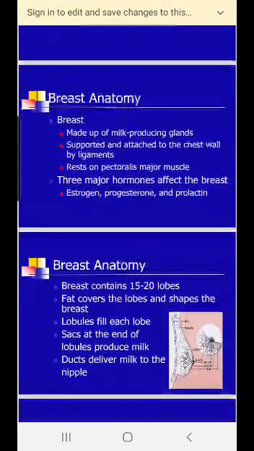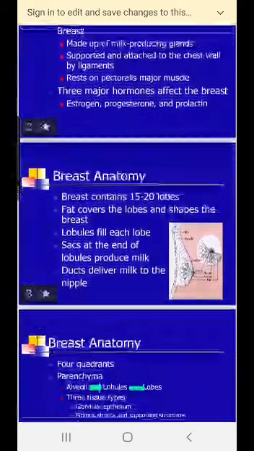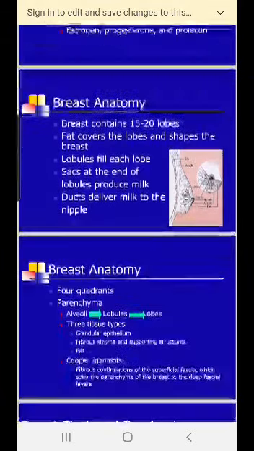The breast is made up of milk producing glands. It is basically a sweat gland, you should know. And it rests on the pectoralis major muscle, and there are three different hormones which affect the function of the breast: estrogen, progesterone and prolactin.